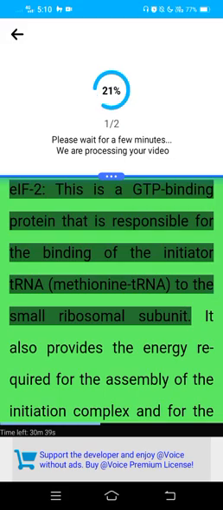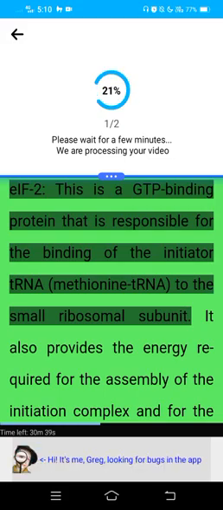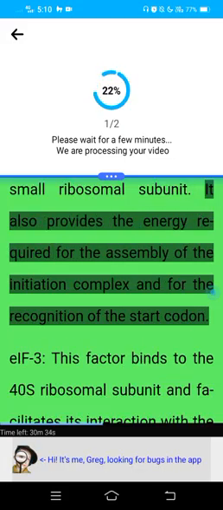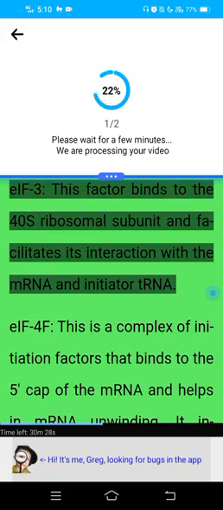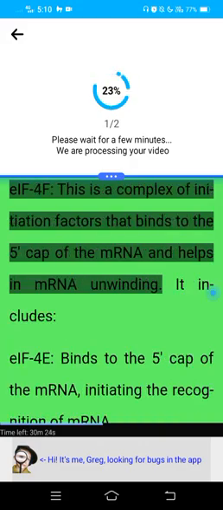eIF2: this is a GTP binding protein that is responsible for the binding of the initiator tRNA, methionine tRNA, to the small ribosomal subunit. It also provides the energy required for the assembly of the initiation complex and for the recognition of the start codon. eIF3: this factor binds to the 40S ribosomal subunit and facilitates its interaction with the mRNA and initiator tRNA.